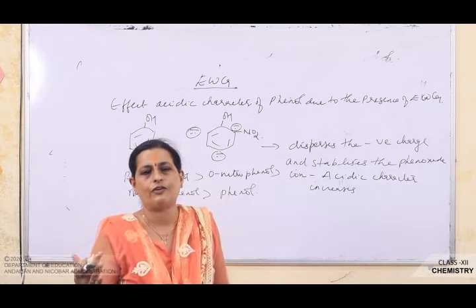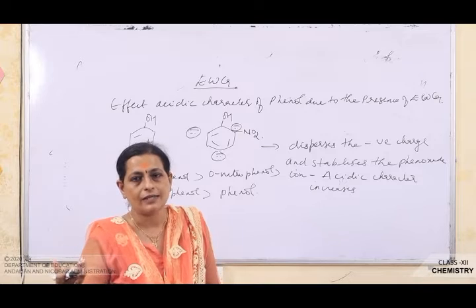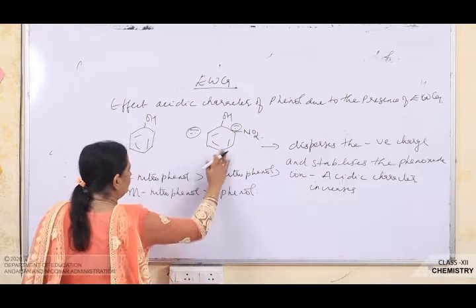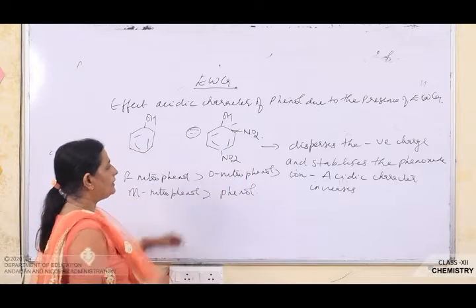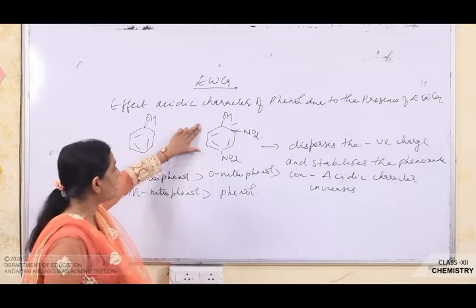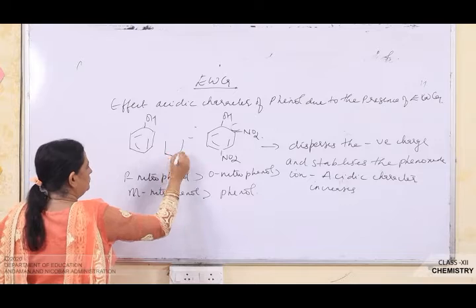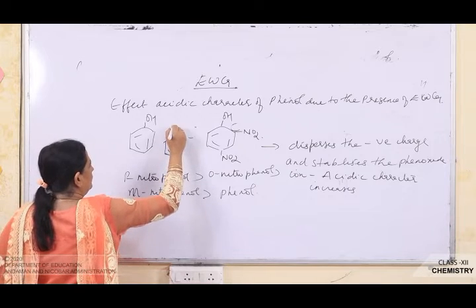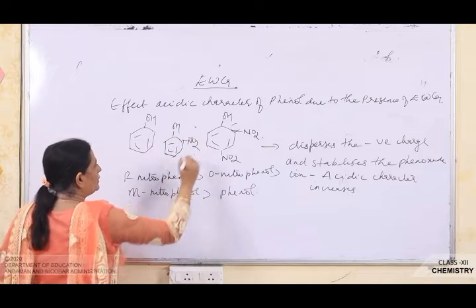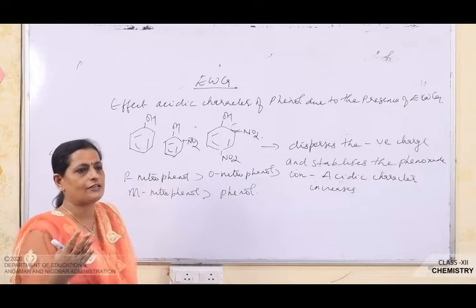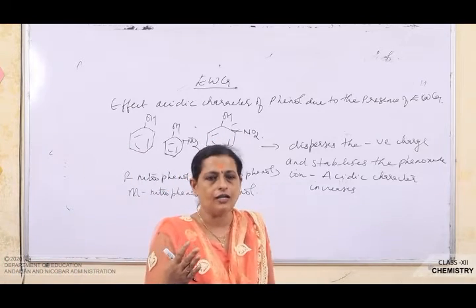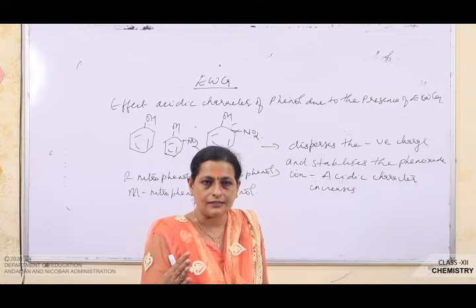The more the number of electron withdrawing groups, the stronger the acid will be. Suppose you have this compound, 2,4-dinitrophenol. This is a stronger acid than what? 2-nitrophenol. Why? Here there is one electron withdrawing group, but here how many are there? Two. As the number of electron withdrawing groups increases in phenol, the acidic character of phenol increases.